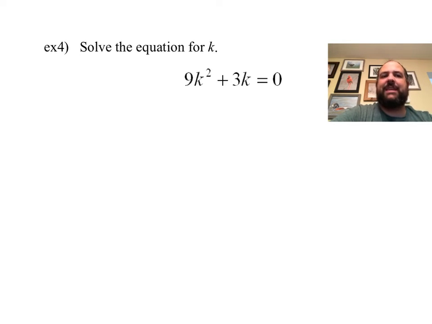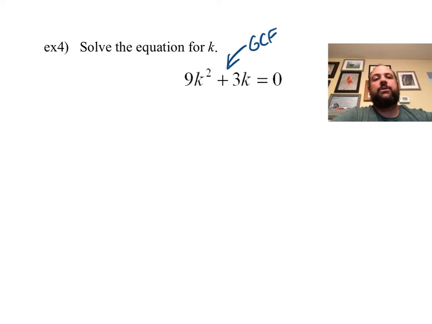Because we have just k squared and k in this case, there's a GCF between those two terms, and the coefficients are 9 and 3. This one's going to be factored using a GCF. We're not going to reverse FOIL because there's only two terms. I can't use a difference of squares because 3k isn't a perfect square and it's a plus, not a minus. So we use the GCF.